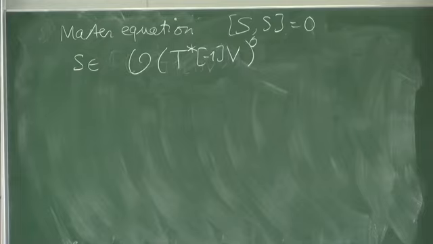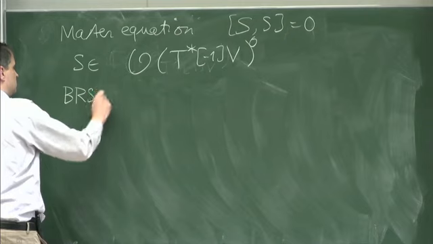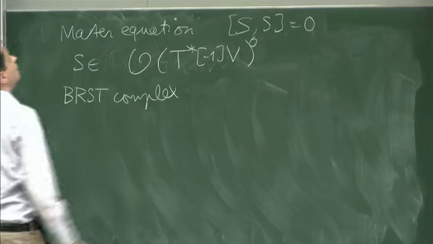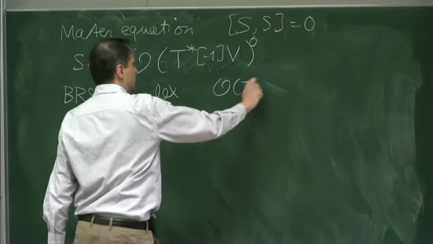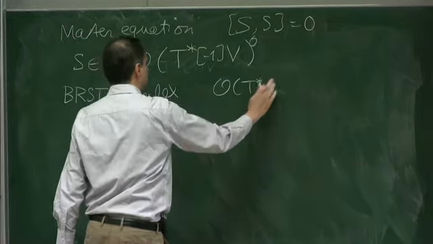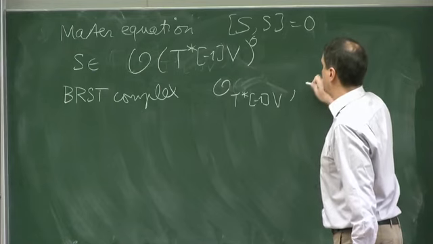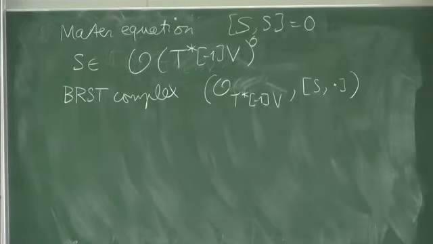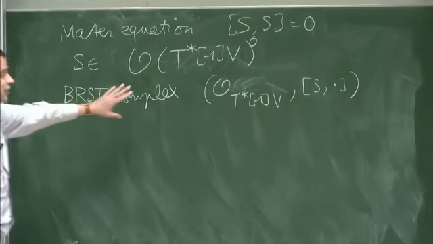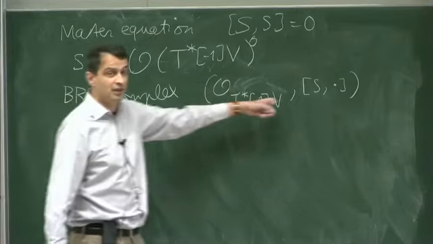And if you have a solution of the master equation, then you have a complex, which is called BRST, in honor of Becchi, Rouet, Stora, Tyutin, which is maybe a sheaf of complexes, P0 algebras, with differential bracket with S. And so one important thing: when you have such a situation, you have some symplectic manifold, -1 symplectic manifold with a differential.